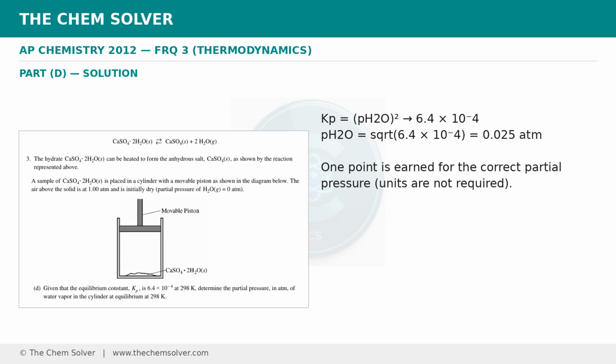Kp = (pH₂O)² gives 6.4 × 10⁻⁴. pH₂O = √(6.4 × 10⁻⁴) = 0.025 atmospheres. 1 point is earned for the correct partial pressure. Units are not required.